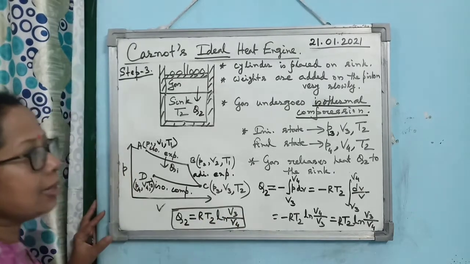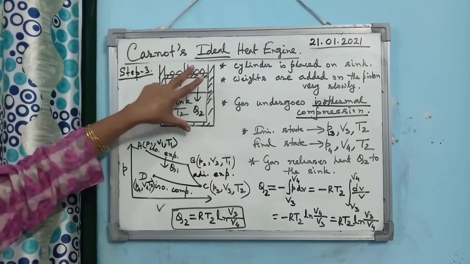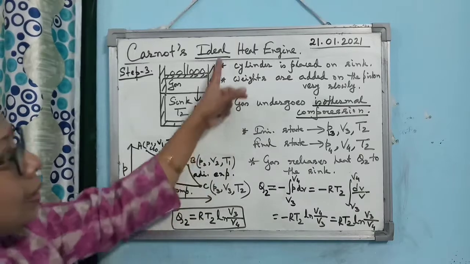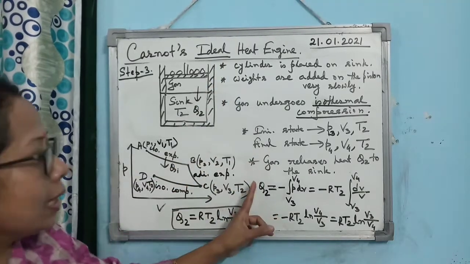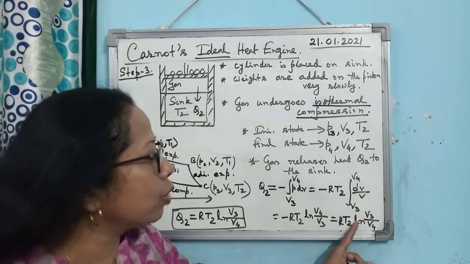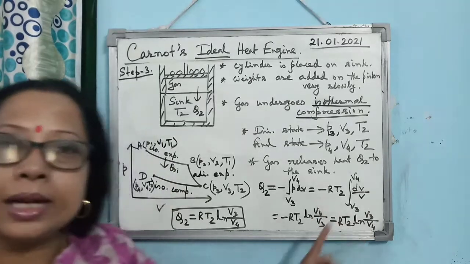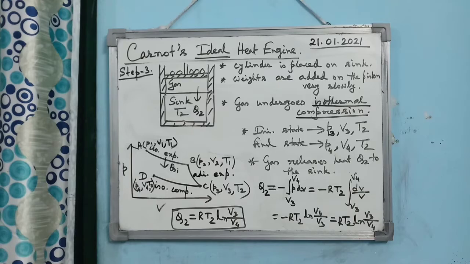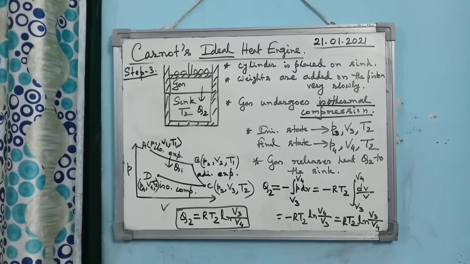So regarding the third step, you have to draw the diagram, you have to show it in the PV graph, and then these are the points you have to write. How Q2 comes to RT2 log V3 by V4, that you can omit, okay, because that is the mathematical part. Next is step 4 and the last step.